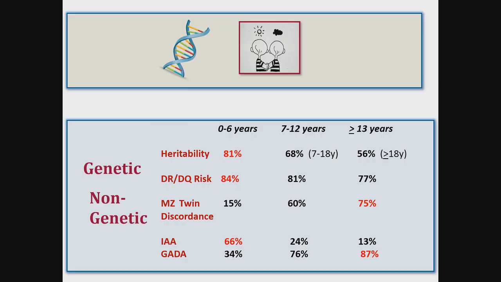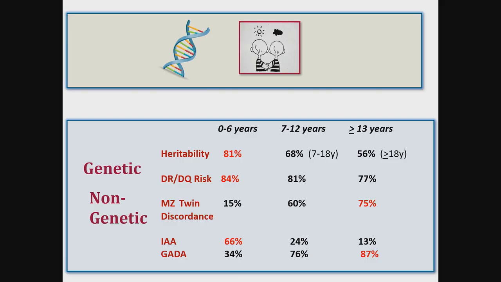Now, I'm going to show you some examples of the nature of type 1 diabetes, where there is a genetic and a non-genetic interaction. And I'm going to distribute these results according to the age at which the individual is diagnosed. That is less than the age of 6, greater than the age of 13, and an intermediate level.